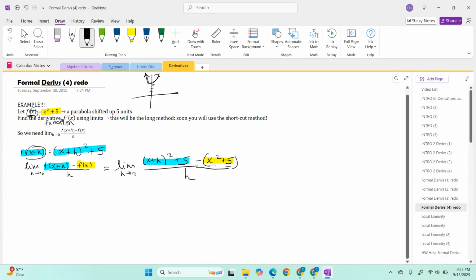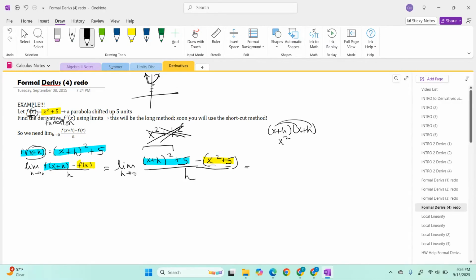All over h. Now, I better not see anyone in class doing this. If you do, I'm going to freak out. (x plus h) quantity squared is not x squared plus h squared. Okay? We are going to FOIL that out, so that means x plus h, so x squared plus 2xh plus h squared. Okay, I'm still doing a limit. Keep up with me here.